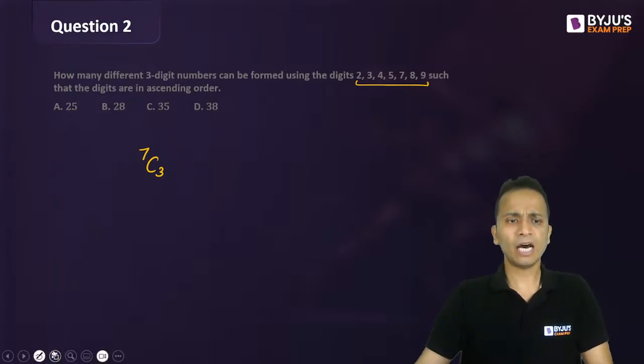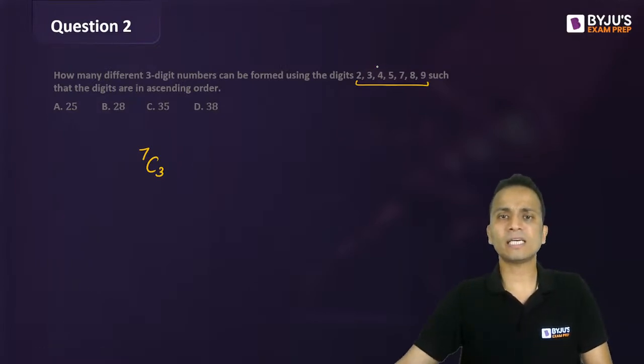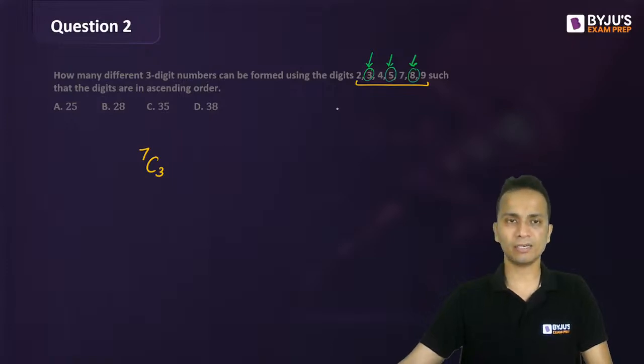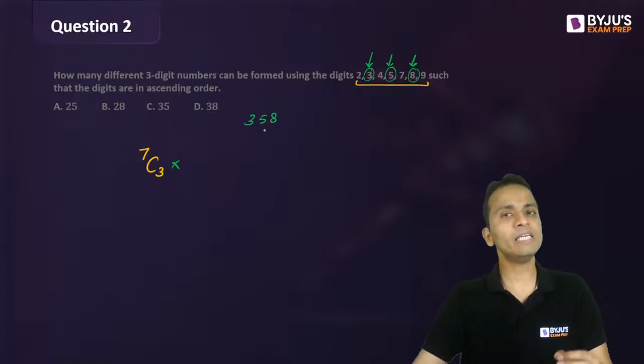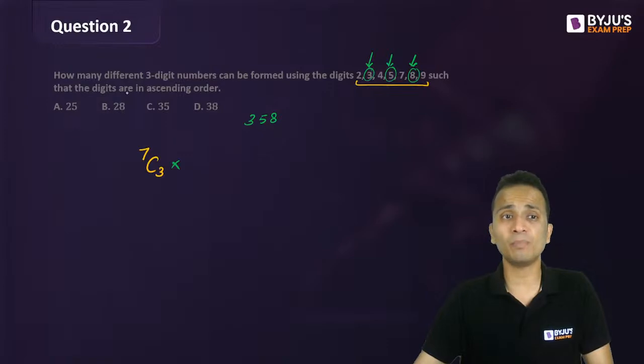Okay, now for instance, let us assume that I have selected digits 3, 5 and 8. So 3, 5 और 8 को select कर लिया. Okay, one such selection. Now corresponding to the selection of 3, 5, 8, how many three-digit numbers can be formed which will satisfy this condition?